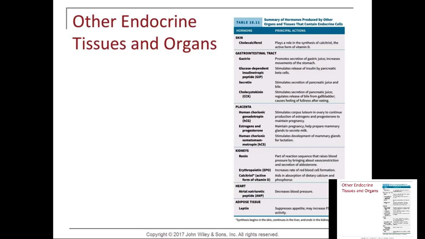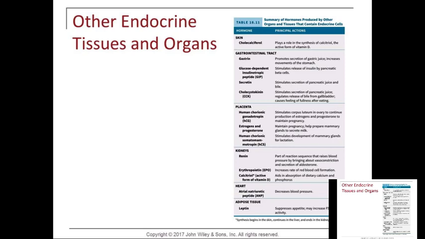Then you look at the GI tract where there's gastrin that's produced, and it promotes secretion of gastric juice to increase the movement of the stomach. Then there is secretin, which stimulates the secretion of pancreatic juices and the bile. CCK, which is involved in making the gallbladder contract.